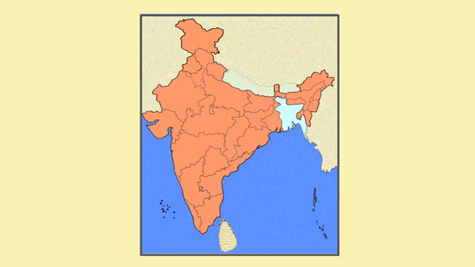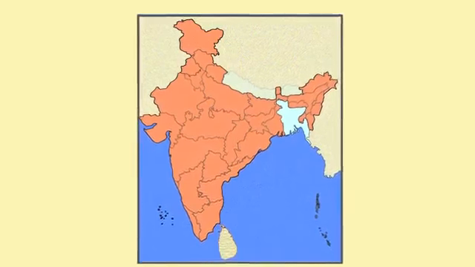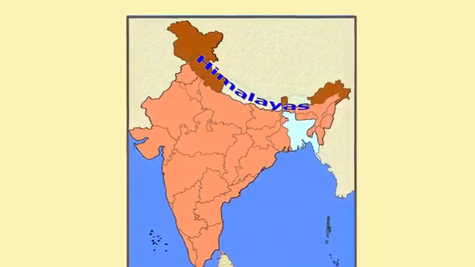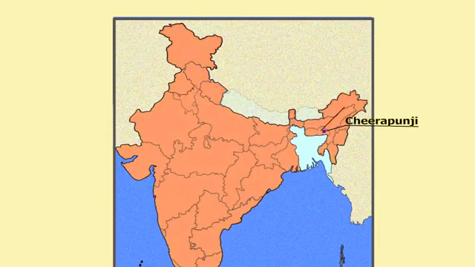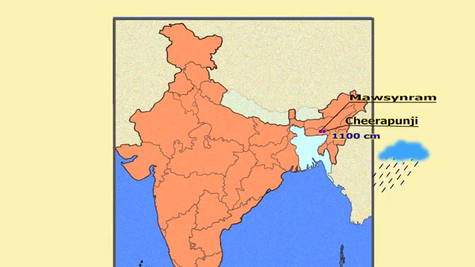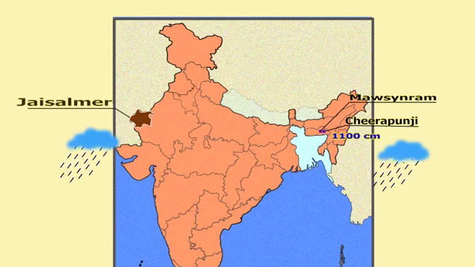Variations occur not only in the type of precipitation but also in the amount and the seasonal distribution. Snowfall occurs in the Himalayas, whereas it only rains over the rest of the country. Cherrapunji and Mawsynram in Meghalaya get about 1100 centimeters of rain in the year, whereas Jaisalmer in Rajasthan hardly receives 9 centimeters of rainfall in a year.